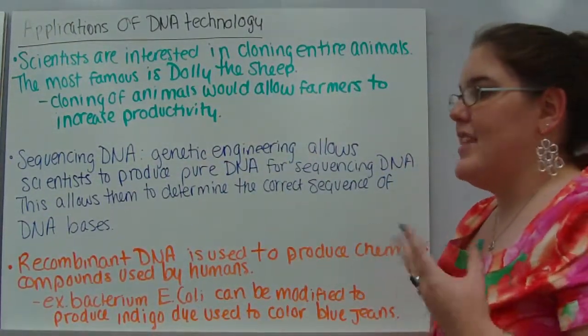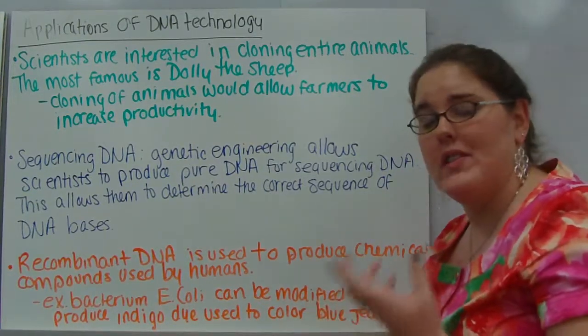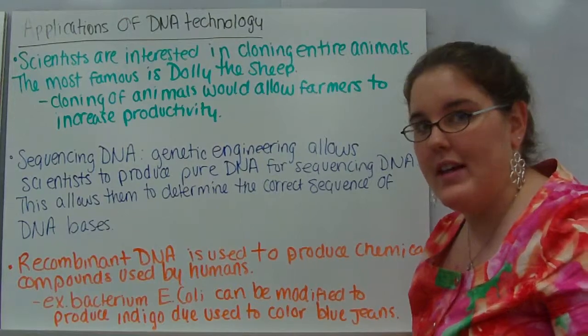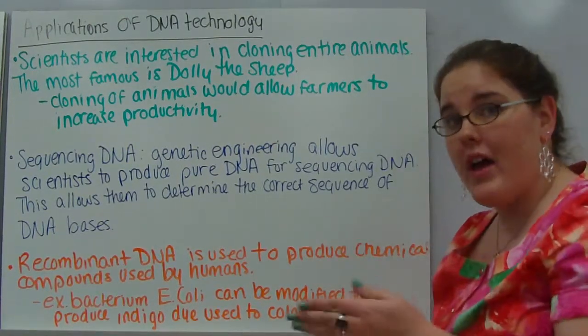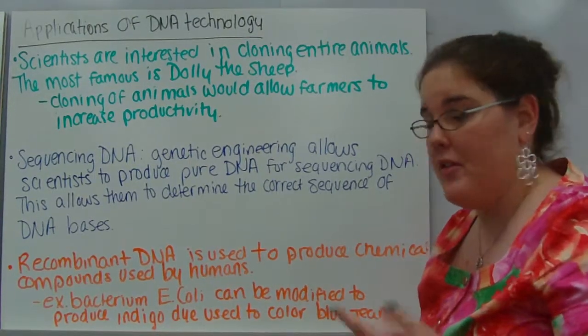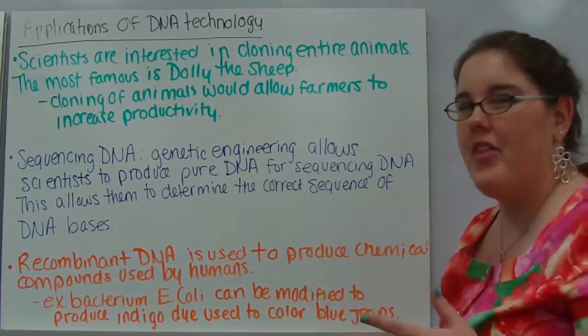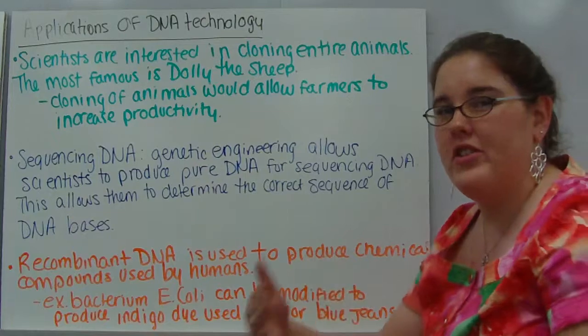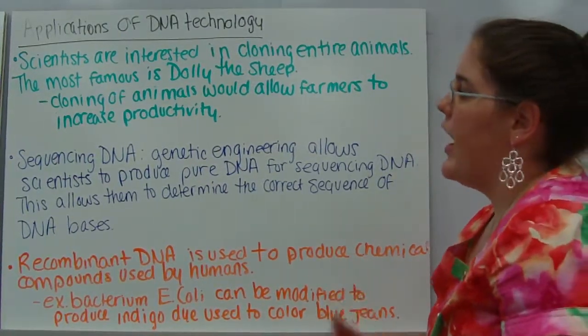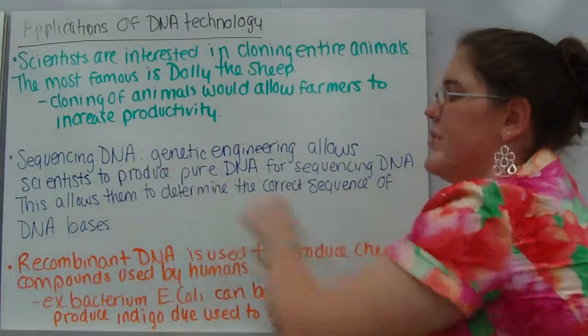So, for instance, they might be able to take a cow that produces a lot of milk, not have to worry about that selective breeding process, just be able to directly clone that cow so that the next cow they have would produce the same amount of milk as the original cow. So kind of cutting out the middleman and cutting out the many generations of offspring that you would have to rely on otherwise. Now, they also rely on DNA for sequencing DNA.